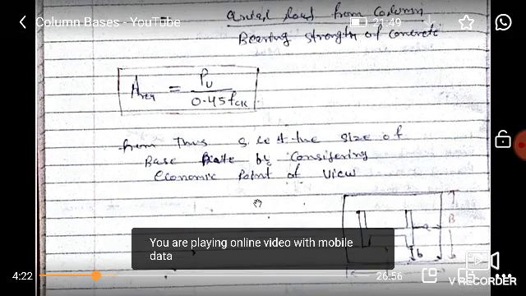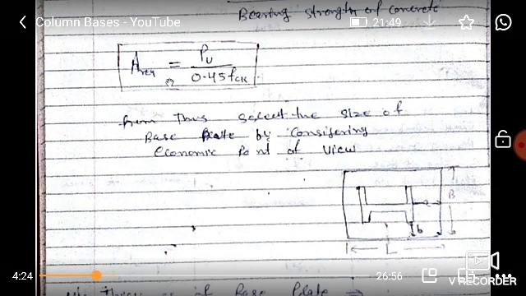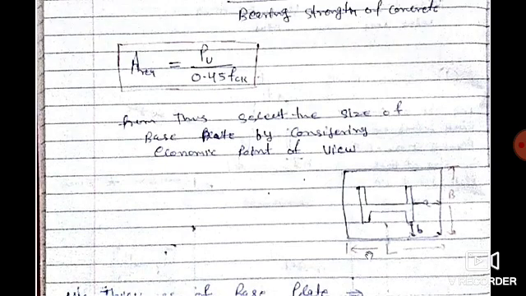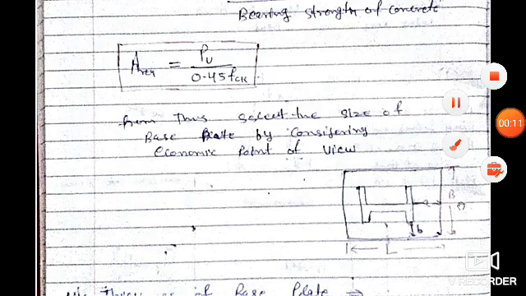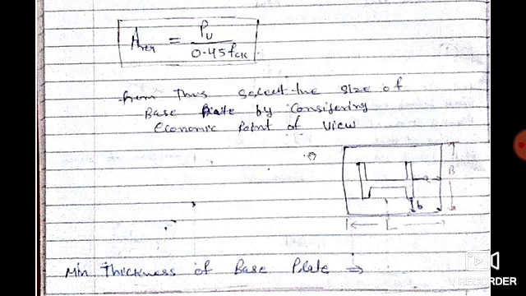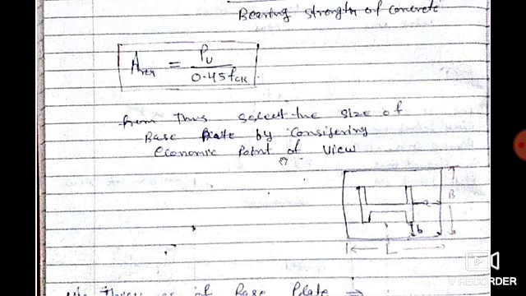From this, select the size of the base plate by considering the economic point of view. So the required area also we have to find out. Here we have assumed, and here the breadth is calculated, and from here what we have to do is look at the handbook, and from that we need to find out the suitable dimensions.